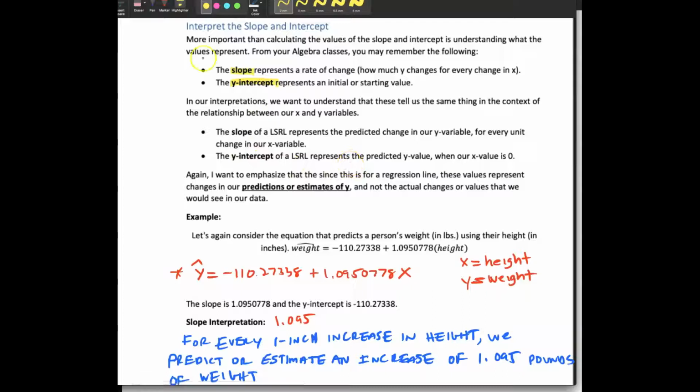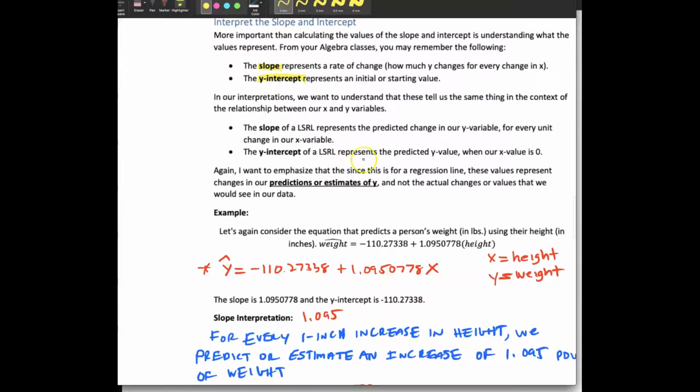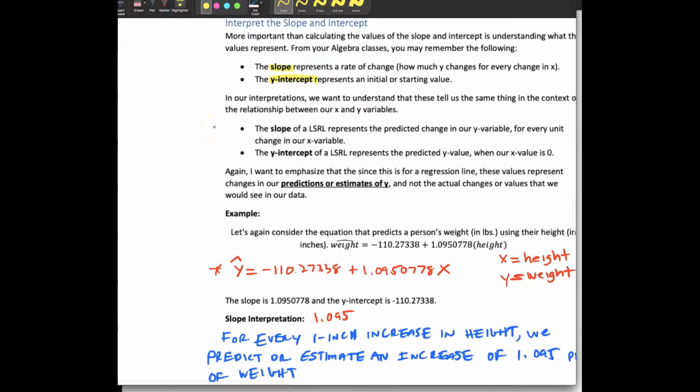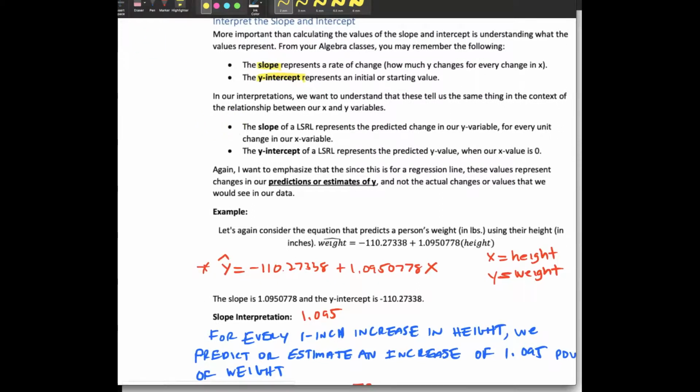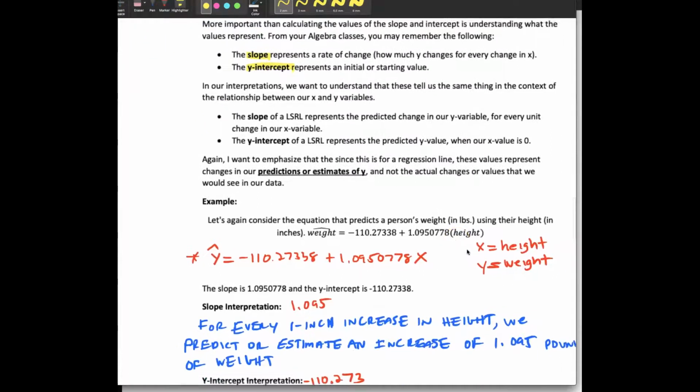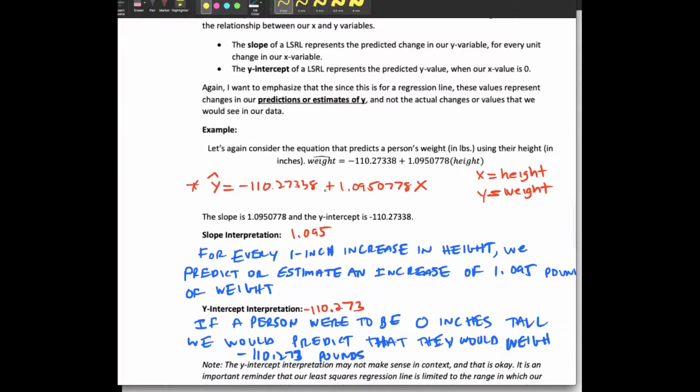And more specifically, the y-intercept tells us what our predicted y value is if for some reason our x value is equal to 0, some starting value. So again, let's look at how we make these predictions. And as it says here, we want to emphasize that since this is for a regression line, these values represent changes in our predictions or estimates, right? It's not the actual change of the values. These are our estimates or predictions.